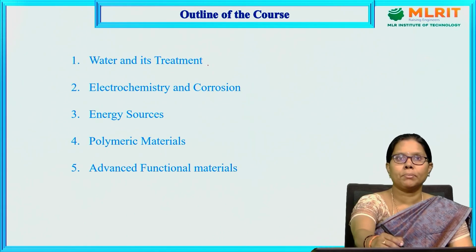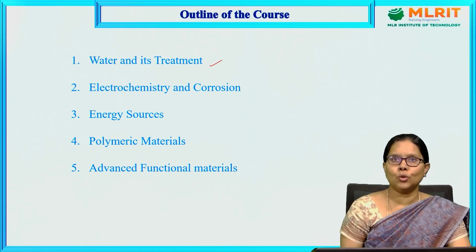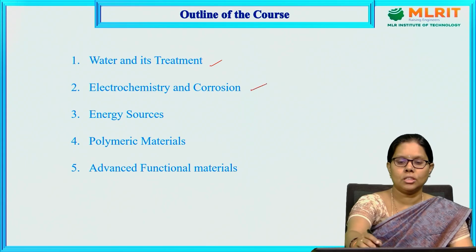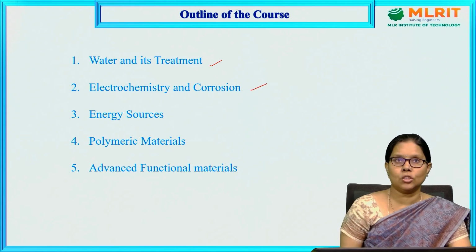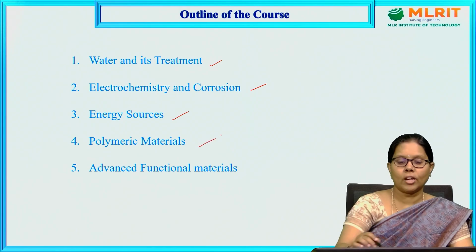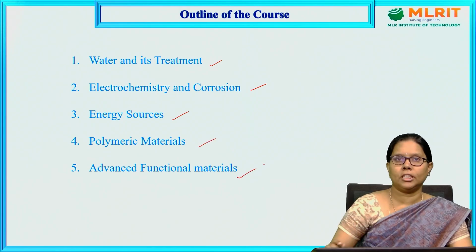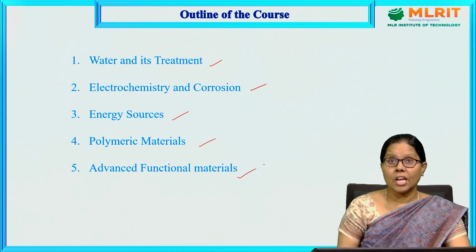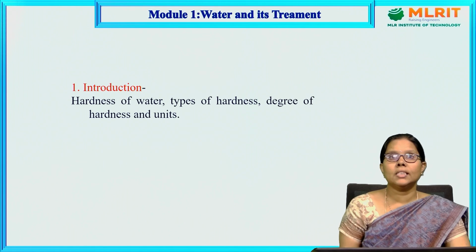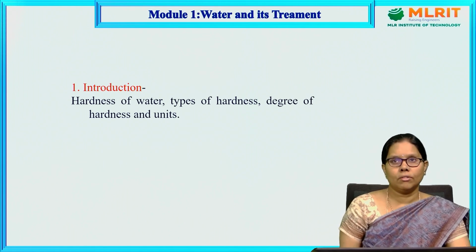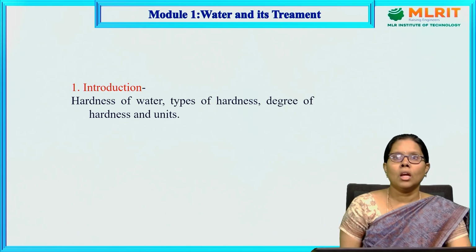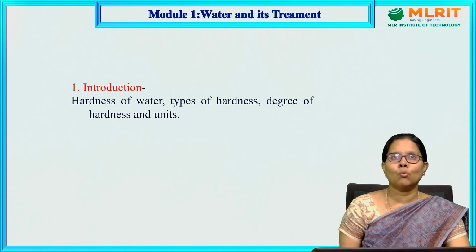Module 1 is Water and its treatment, Module 2 is Electrochemistry and corrosion, Module 3 is Energy sources, Module 4 is Polymeric materials, and Module 5 is Advanced functional materials. We will be discussing these modules in detail from the point of view of chemistry. Let us see the outline of each and every module. The first module is water and its treatment.